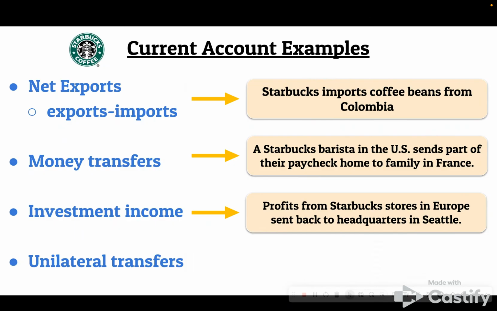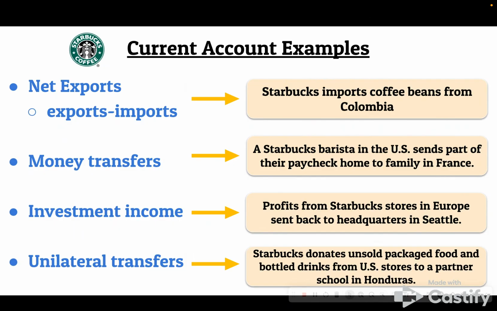So let's say that Starbucks had a lot of unsold inventory. So rather than throw it away, if there were things that were still not expired, but good, perhaps Starbucks decided to change the label on a particular product. So rather than throw out all the items with the old labels, what if they partnered with a school in Honduras and sent those items to that school? That would be a unilateral transfer.